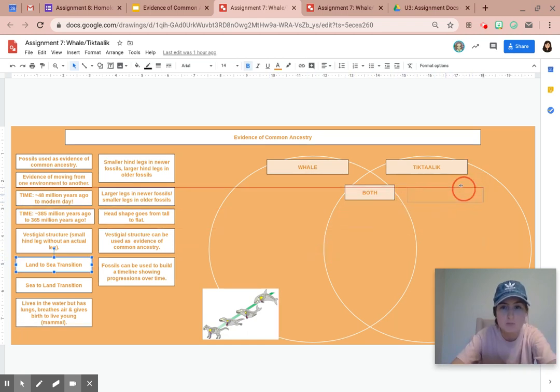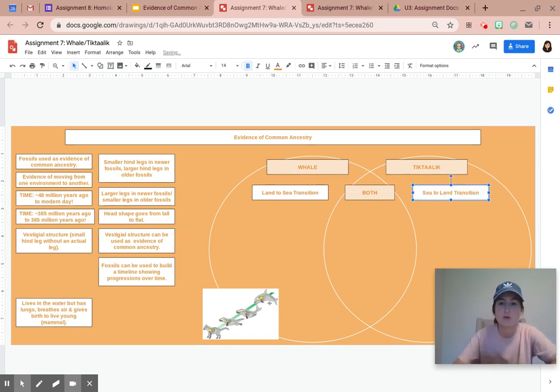So for example, land to sea transition, I think would be the whale. So I can move that over. Whereas the sea to land, oh, whoops, I already did it wrong. Hopefully you caught that. The whale is over here, whereas the sea to land transition was the Tiktaalik. So I can start to sort those things into categories of whale, Tiktaalik, or both. So try your best on this.